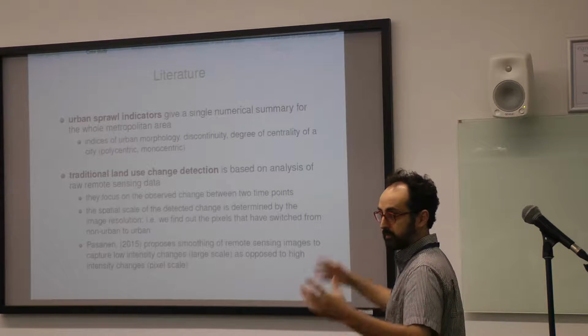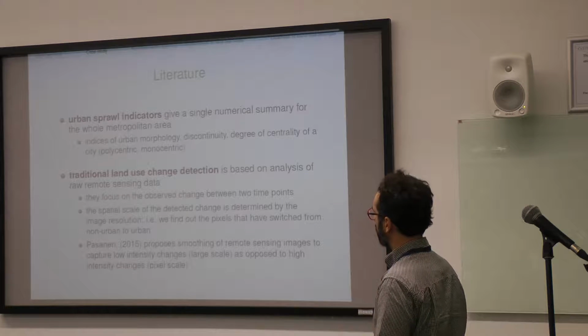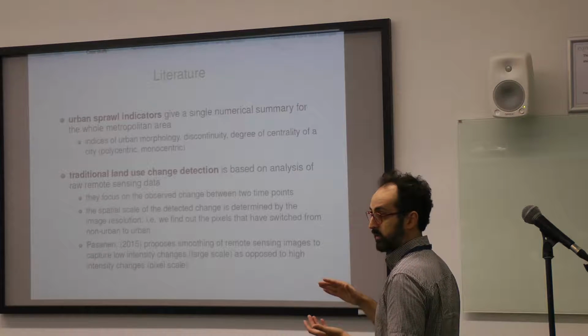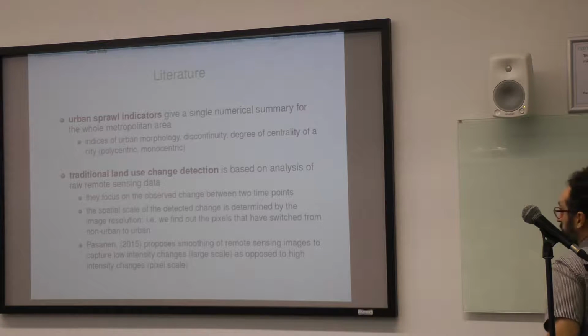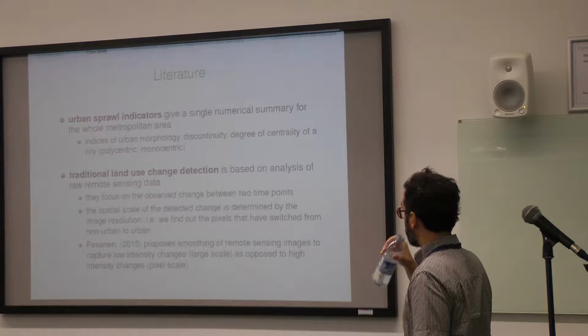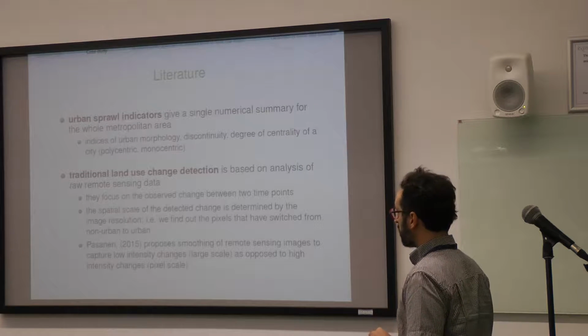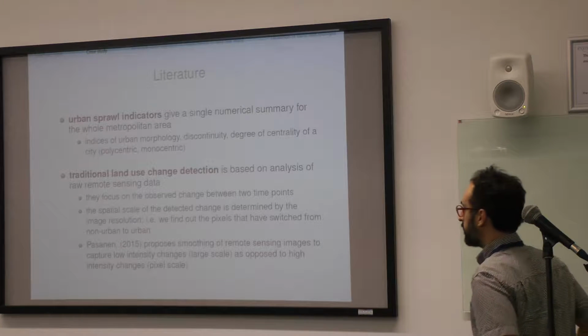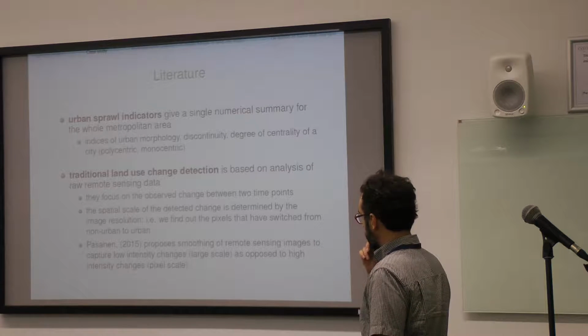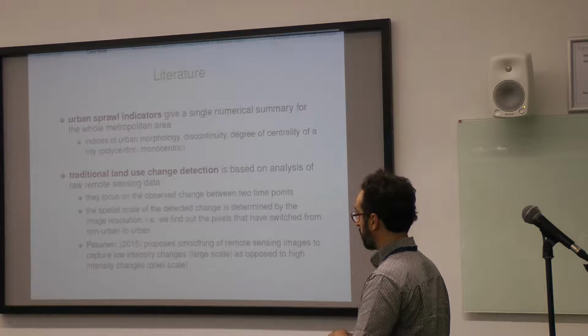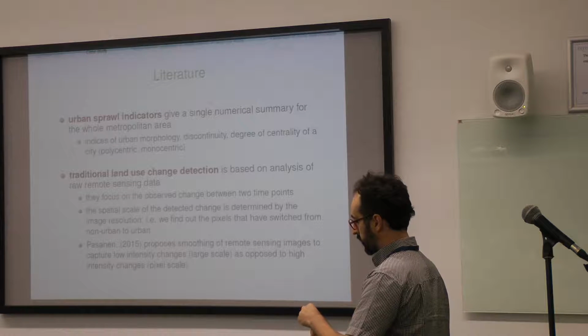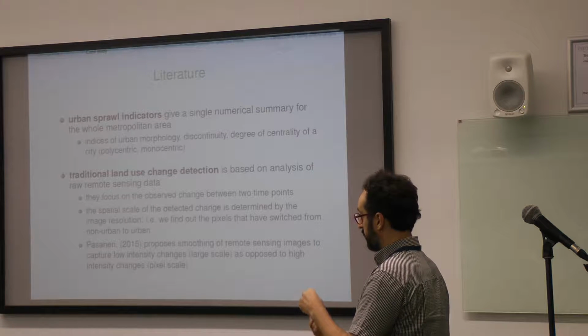Actually, they give you a number for a big area. We did some work in the past with those, but then we want to do something else. We want to detect the changes and detect trends in these maps. So a very big topic in the literature is traditional land use change detection. But this is based on analyzing remote sensing images, so you need to have a lot of experience in remote sensing. And what they do actually is compare the maps of reflectance values.